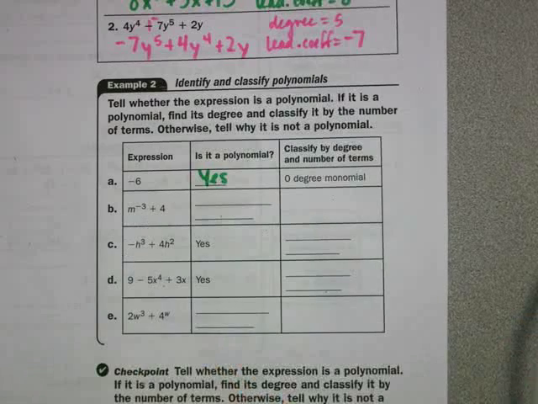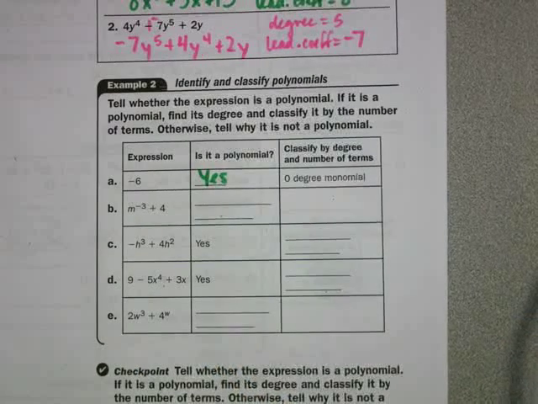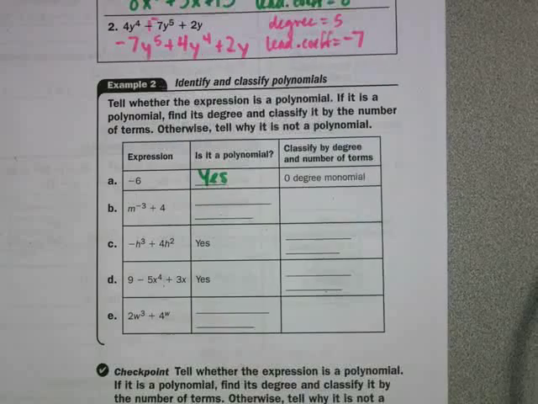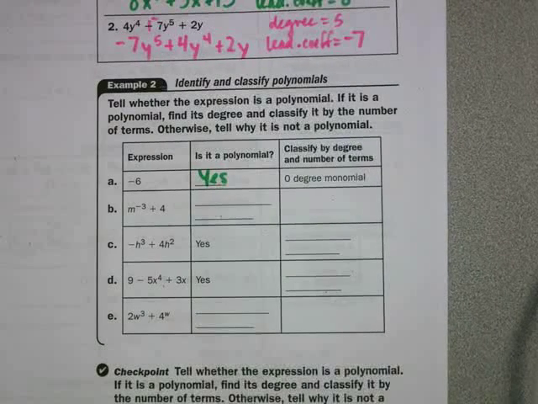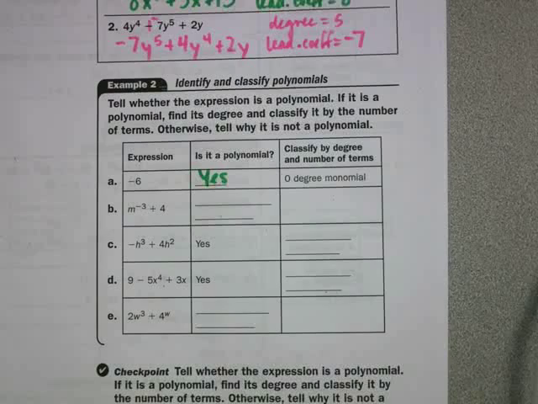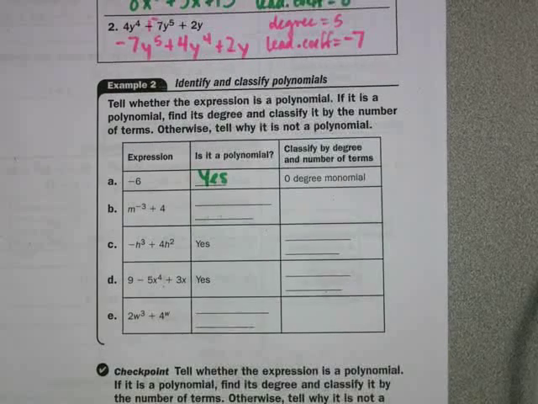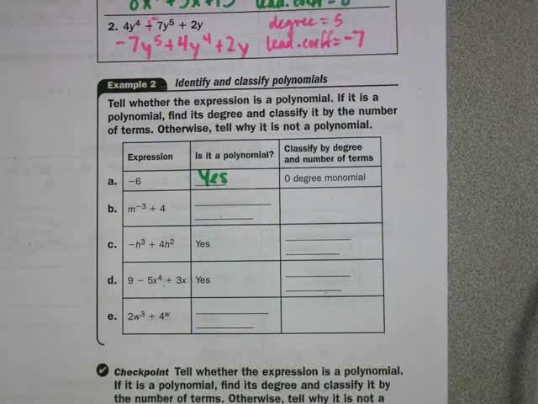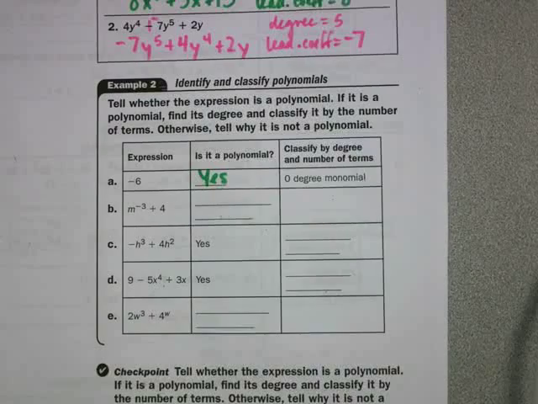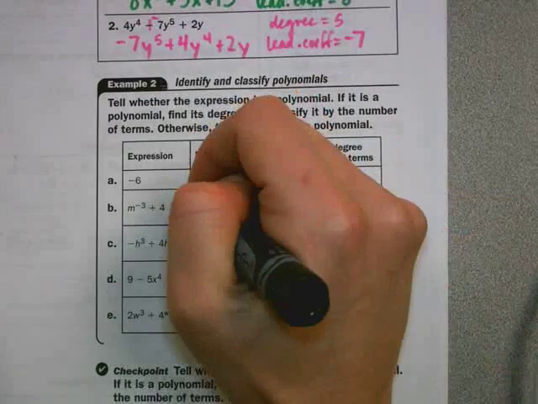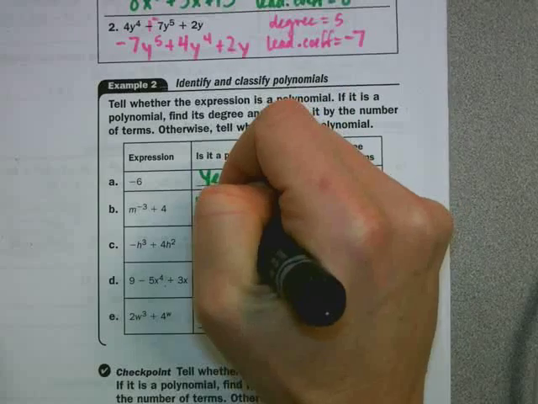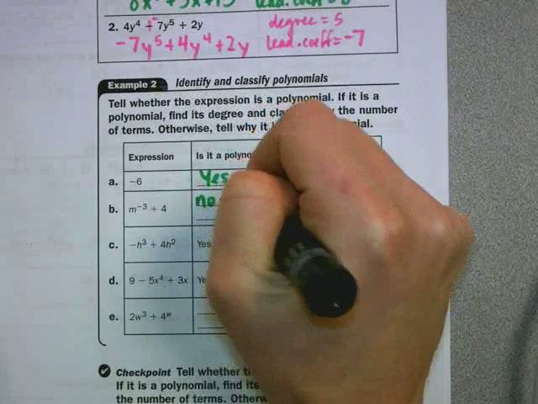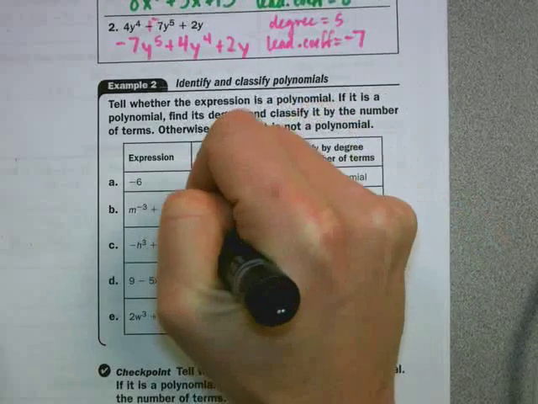All right, is the next one a polynomial? It is not a polynomial because it has a negative exponent, and the definition of a polynomial was that it was a bunch of monomials, and they have to have whole number exponents, and whole numbers are not negative numbers. So we're going to say no, this is not a polynomial because it has negative exponents.